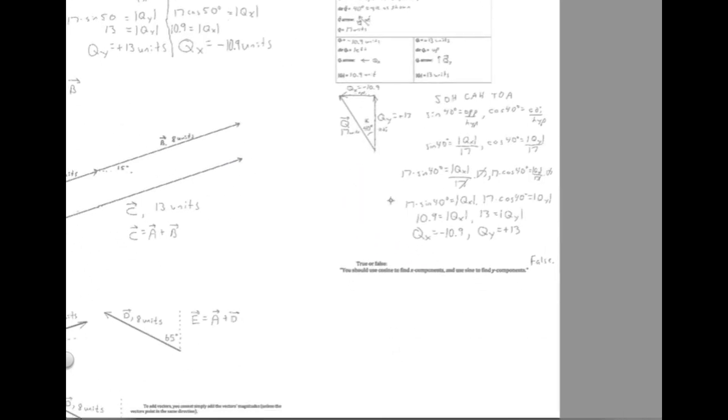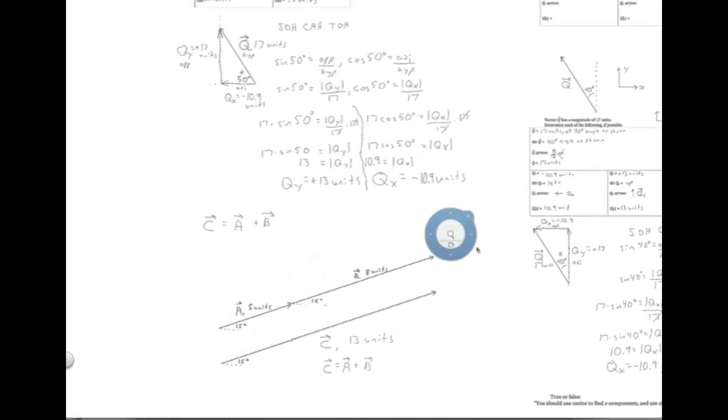The big lesson here is whether you use sine or cosine for each component depends on which angle you're focusing on. Since we were focusing on a different angle here, we had a different pattern of sine and cosine than we had up here. I think a lot of students don't realize that, and that's why they tend to make mistakes when they're breaking vectors into components.